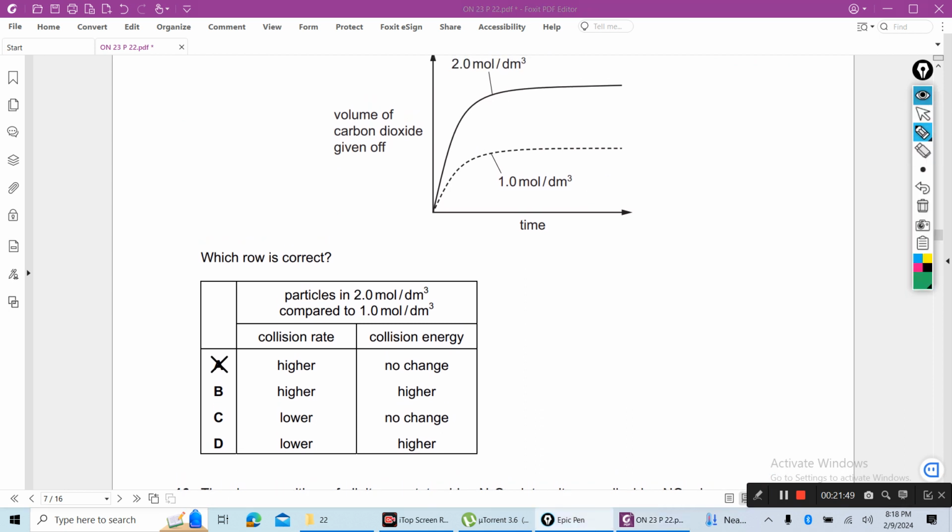Which row is correct? The answer is A. This is the collision rate of particles in 2 mol per dm cubed compared to 1 mol per dm cubed. As the concentration is high, the collision rate will be higher. The collision rate increases if the concentration is higher, but the collision energy remains the same. Why? Because the temperature is constant.